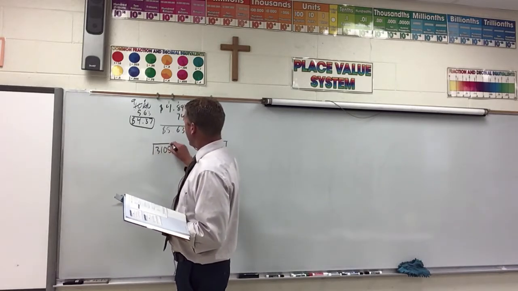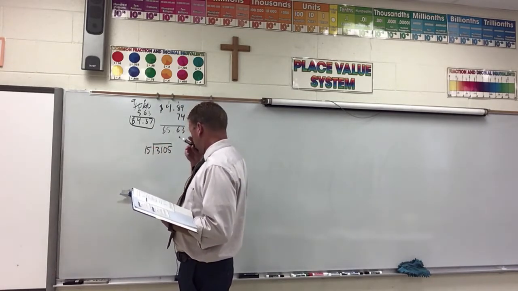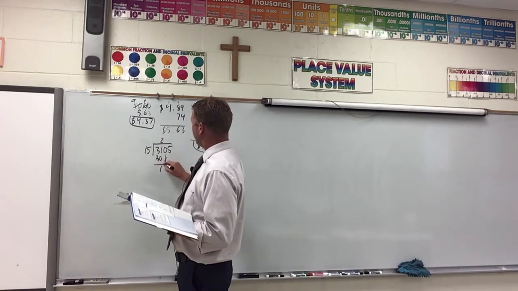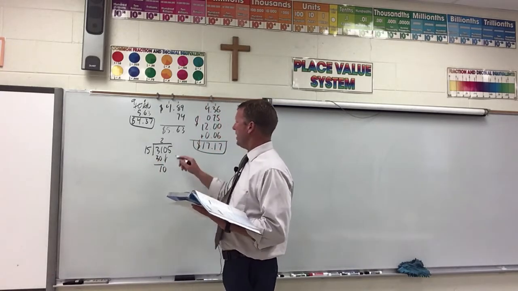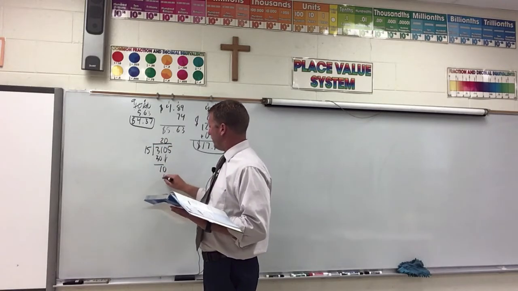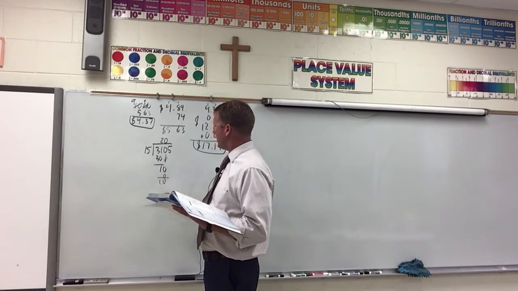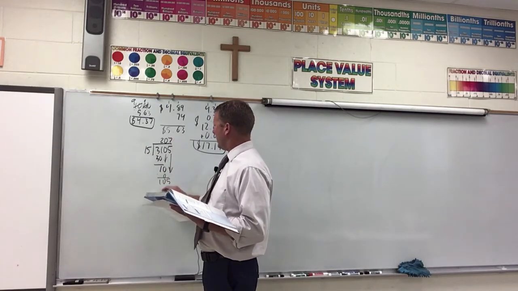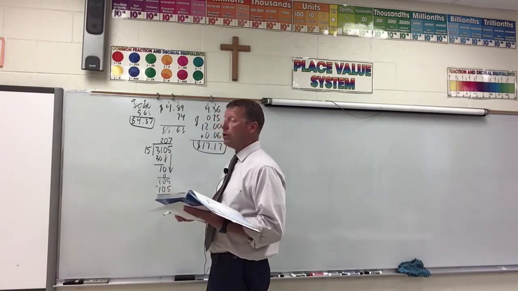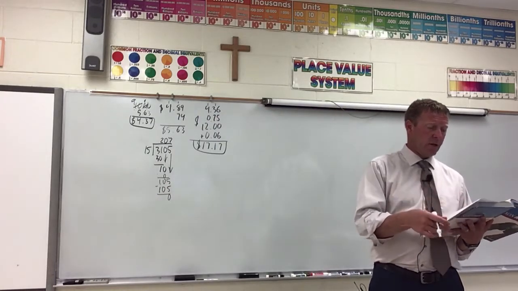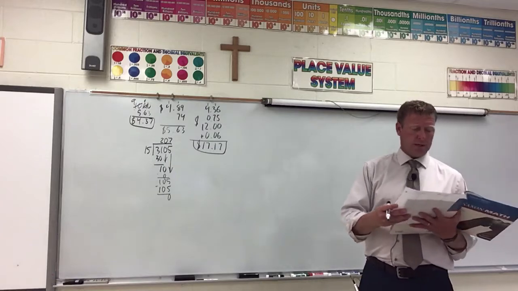3,105 divided by 15. 15 goes into 31 twice. Multiplied 30, subtracted 1, bring down 0. 15 does not go into 10. Goes in there 0 times. Don't forget that 0. 0 times 15 is a 0. 10 minus 0 is 10. Bring down the 5. 15 goes into 105 7 times. Multiplied it together is 105. Subtract, get a 0. The division quotient is 207.